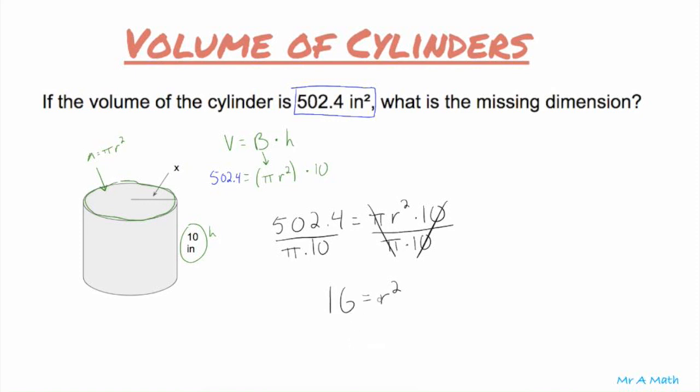So if r squared is equal to 16, we need to square root both sides. And so the square root of r squared is just r. And then the square root of 16 is going to be 4 as my answer. All right, so that's how we find the radius of a cylinder. Now let's go ahead and take this same idea and look at a prism.